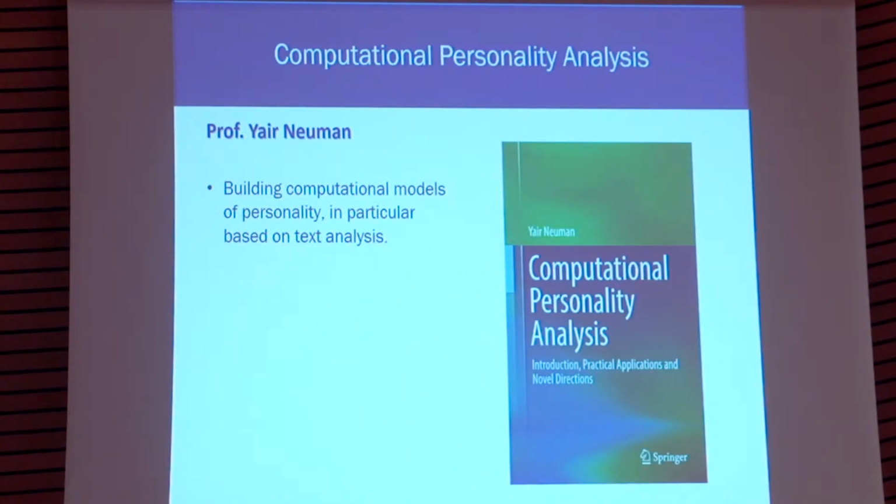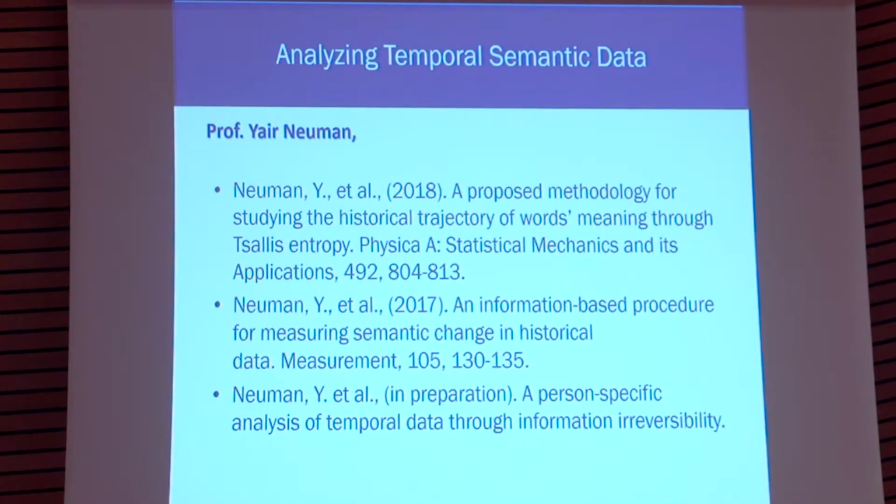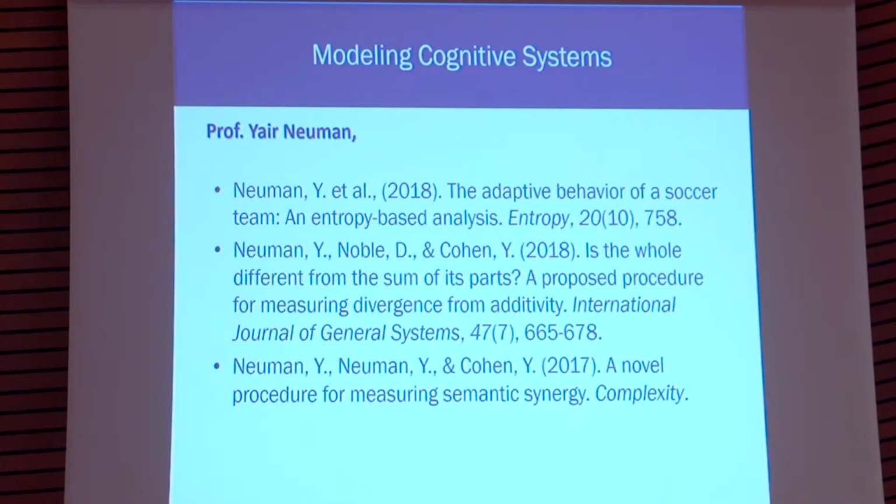Yair Neuman in our department studies computational personality, so based on analysis of texts that were written by persons, he generates quantitative models of personality. He also studies temporal semantic data and some general models of cognitive systems. For example, he has a paper, the first one, about the adaptive behavior of a soccer team, an entropy-based analysis. So I'm just telling you about these kinds of studies in case people are interested to collaborate with some people in my department.